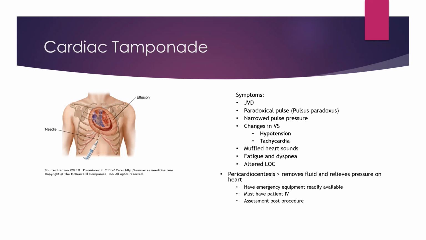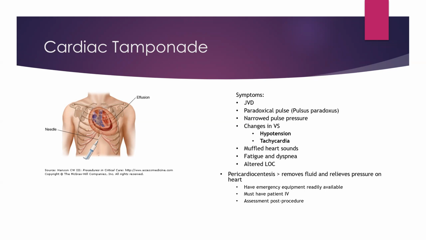So what happens here is because the heart's constricted by the fluid in that pericardial space, it has a harder time filling with blood during inspiration. So when you take their blood pressure, you'll see an exaggerated fall in their blood pressure during inspiration. So more than 10 millimeters of mercury, it will drop during inspiration. So you'll see that difference.